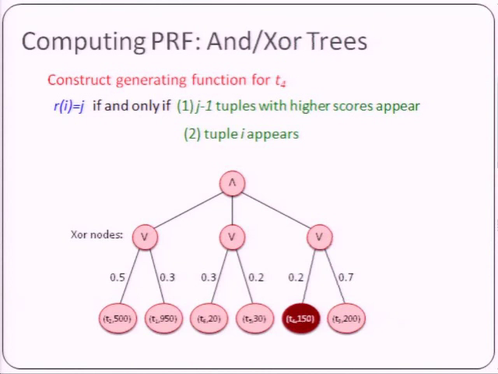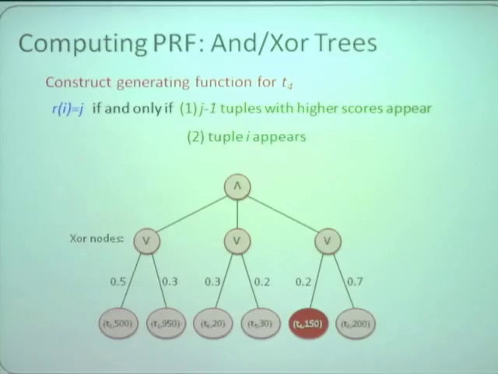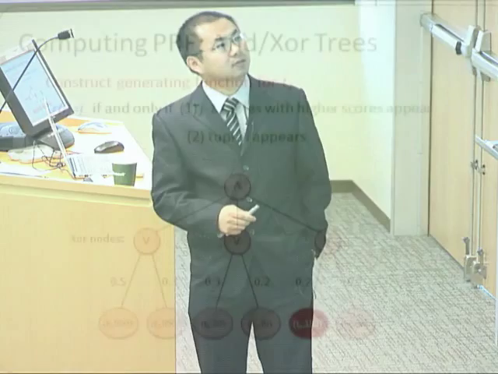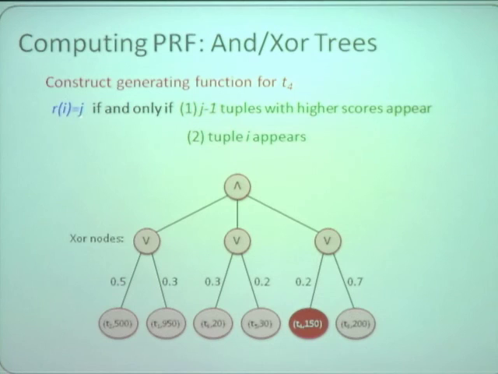And then I'm going to talk about how to compute the positional probability. If we can compute the positional probability, we can evaluate the PRF function, right? Because the PRF function is defined to be the linear sum of the positional probabilities. Okay, let's look at this example here. We want to compute the positional probability for T4. One thing to note is that the rank of tuple i is j if and only if there are j minus 1 tuples with higher score that exist, and this tuple itself exists, right? For example, T4.